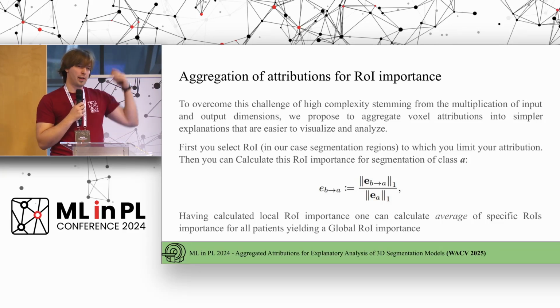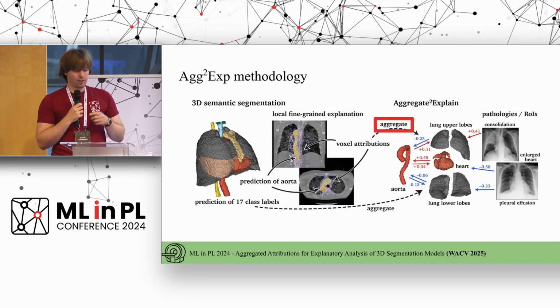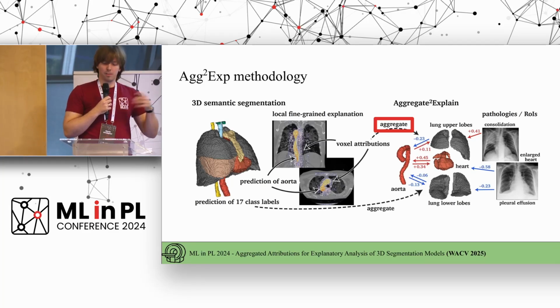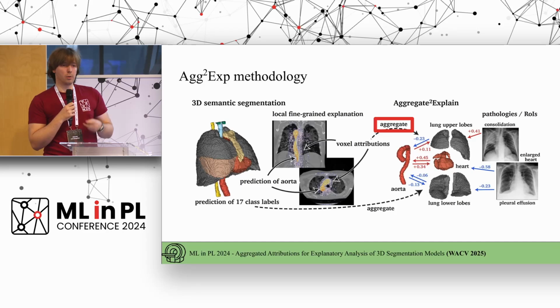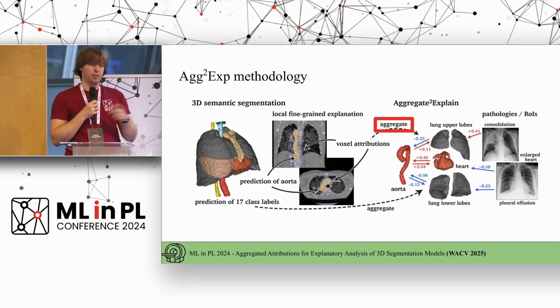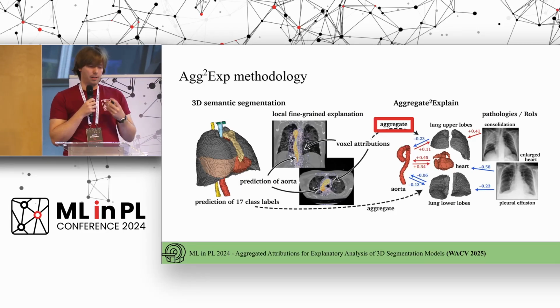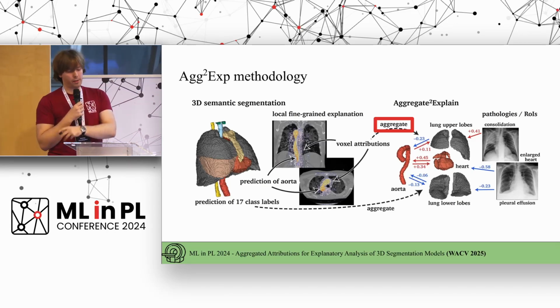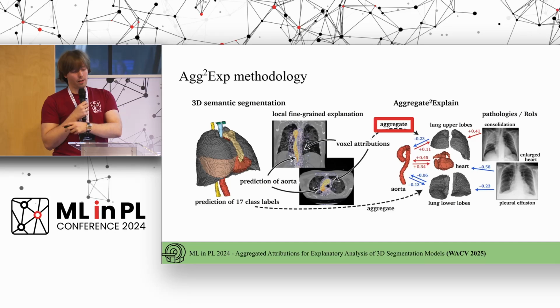And of course, after getting these regions of interest importance and having multiple patients, you can simply get an average over all these patients, thus bringing you a global region of interest importance. So for example, you can make a sanity check for your network, how it works, by analyzing how important the segmentations of specific regions of interest are to creating this segmentation.